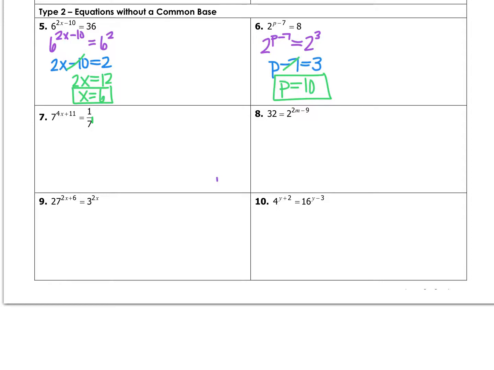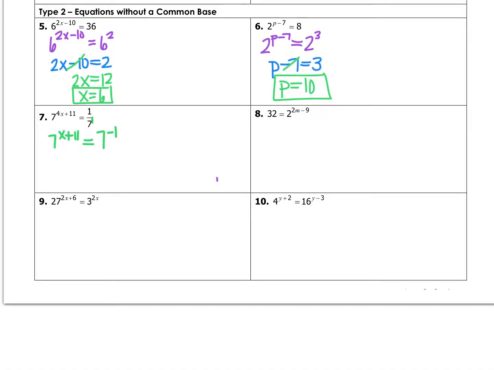So if it's in the denominator, move it to the numerator. Or if it's in the numerator, move it to the denominator. That's where my negative exponents come in. So I can actually rewrite this as 7 to the x plus 11 is equal to 7 to the negative 1. Whenever I take that negative exponent, that's going to move it to the other side.